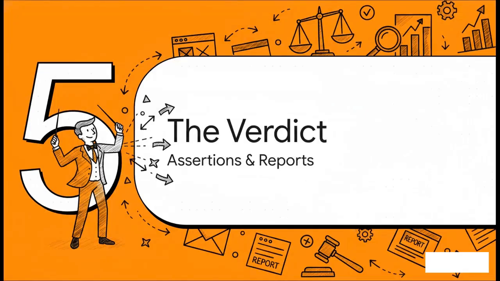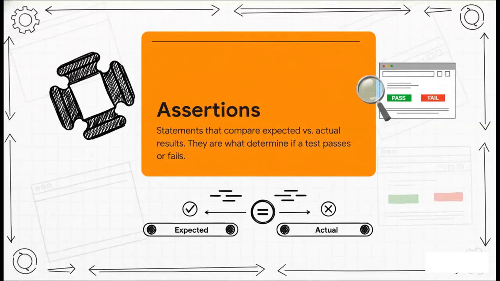Our conductor is in place, the engine is ready to go. Now let's focus on what's arguably the most important part of this whole thing, getting a clear verdict and then presenting those results so that anybody can understand them. This right here, this is the moment of truth. An assertion is a single line of code in TestNG that acts as the judge and jury. It takes what you expected to see on the page and compares it to what Selenium actually saw.